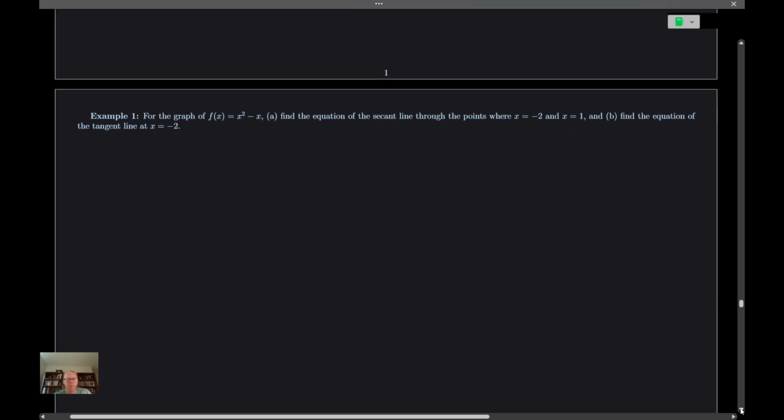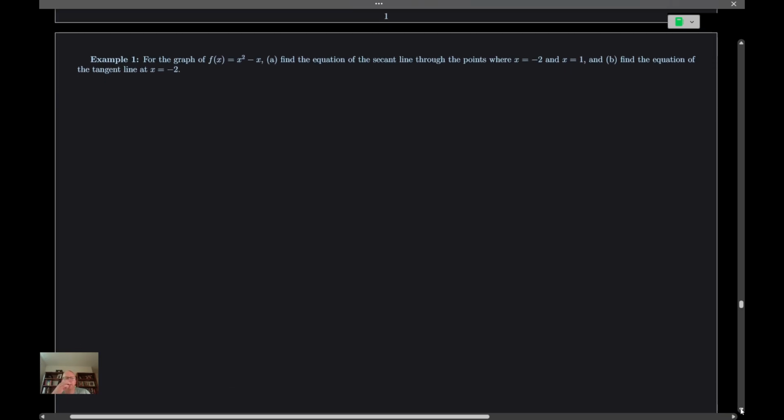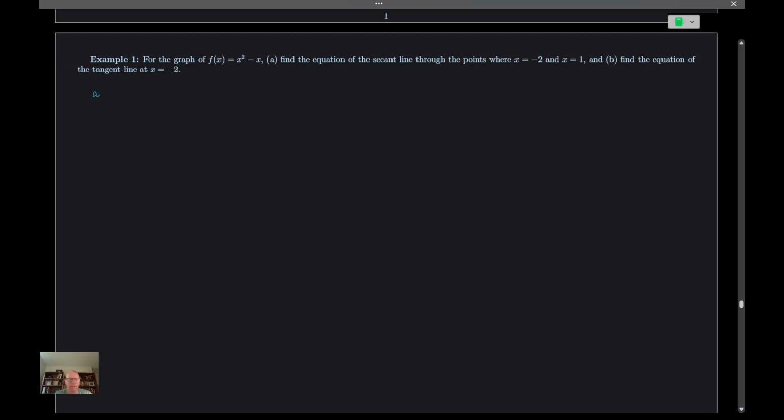So let's look at an example. We're going to look at these two ideas together: the secant line and the tangent line. Find the equation of the secant line through the points where x equals -1 and x equals 1, and we have the function f of x equals x squared minus x.